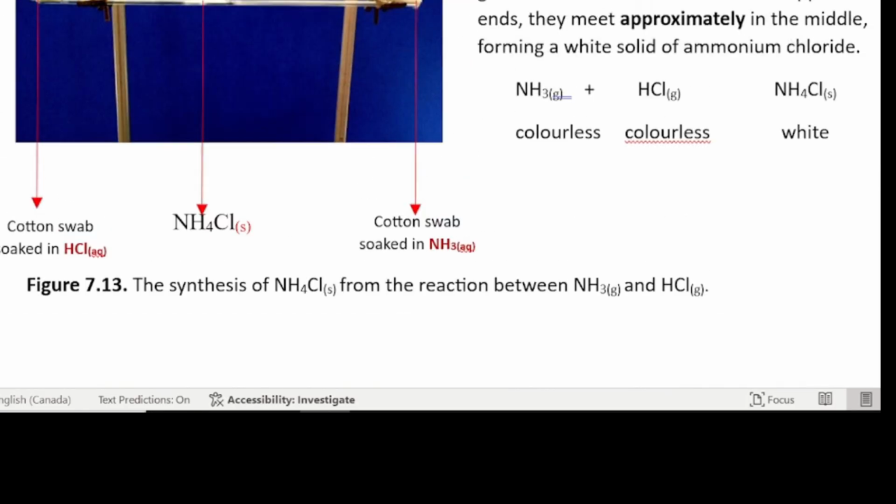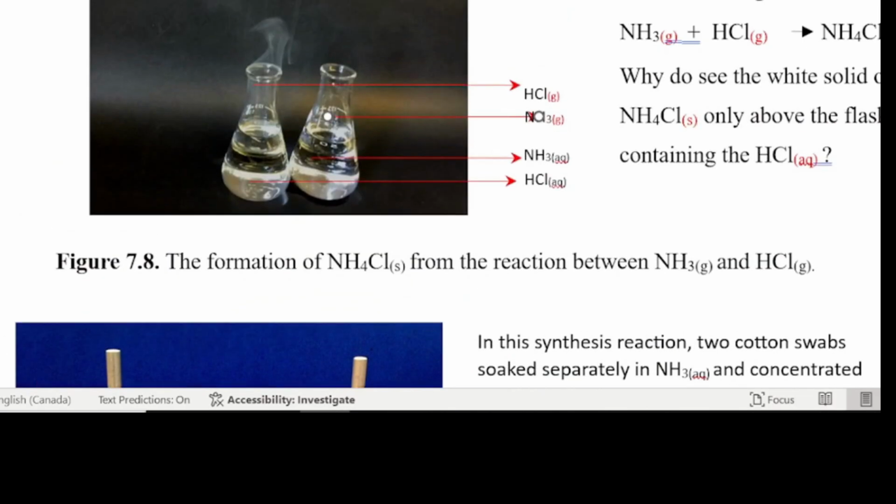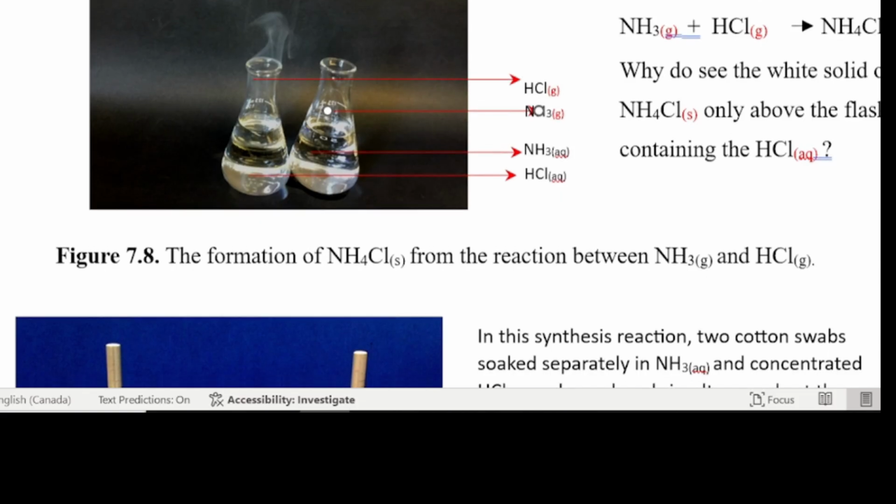So now who can answer the question why this is here? It's more towards that side because the ammonia gas moves faster. And the two of them meet somewhere here before that guy reaches the middle. And that's what happens. So now you know what happens here. The ammonia gas, when it comes out here, diffuses faster than this one here. So when this one comes out here, it just forms here. So that is a nice demonstration of a synthesis reaction.